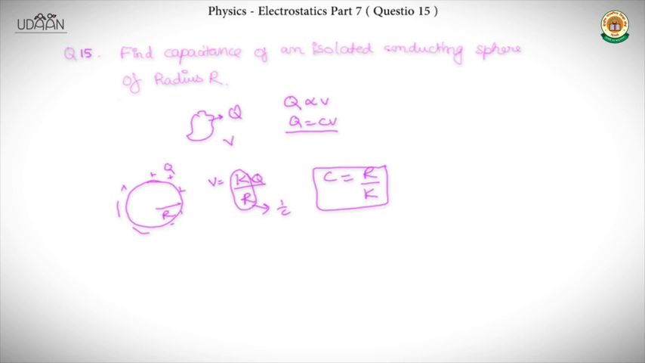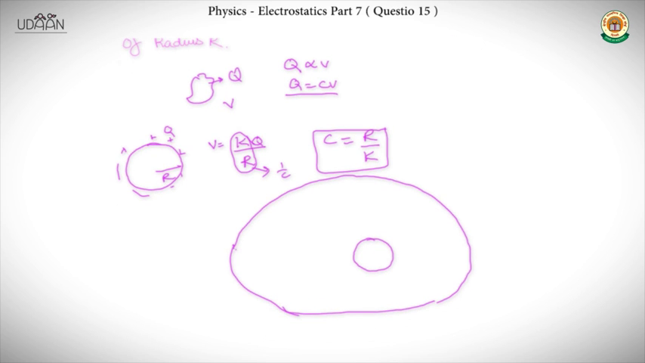Imagine that this is one sphere, and there is one shell, but that shell is at infinity. So now find the capacitance of this system. You need to find the capacitance, and for that you need to find the potential difference.